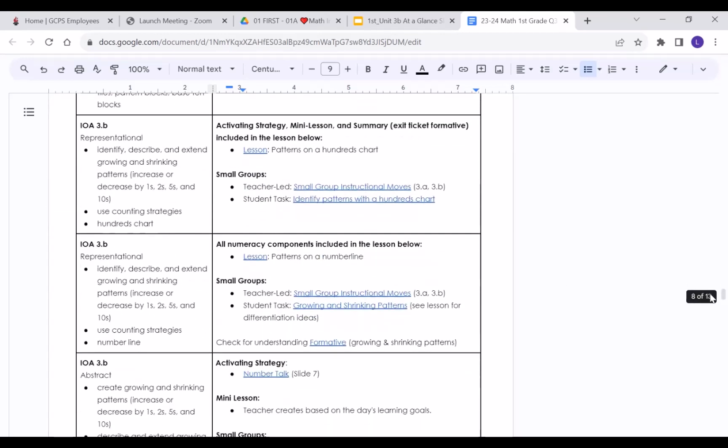Representationally, a hundreds chart is a great tool to visually see growing and shrinking patterns, as well as to be able to notice other characteristics of the numbers in the pattern, like where they fall on the hundreds chart and the noticings of the digits in the 10s and the 1s place. Number lines can also be used as a representational strategy for identifying, describing, and extending growing and shrinking patterns.